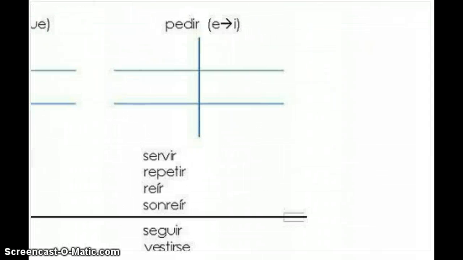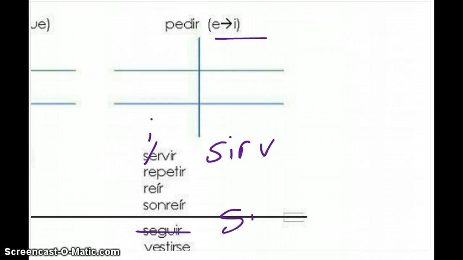Last ones. Pedir. These are the E to I. I'm going to go E, change it to I. Seguir. Sig. And it's going to be sigo and then sigues and so on.